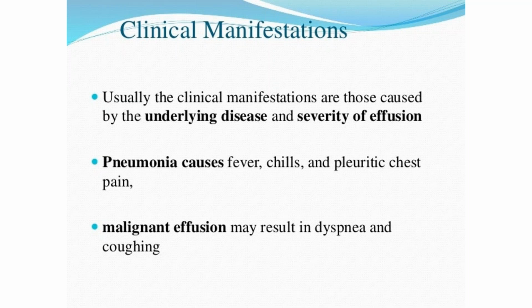Usually, the clinical manifestations are those caused by the underlying disease, like pneumonia or heart failure, and it depends on the severity of the effusion: mild, moderate, severe. For pneumonia, there is fever, chills, pleuritic pain. Effusion results in dyspnea and coughing. Malignant effusion is always severe, generally. And there can also be symptoms of the malignancy from where it has come.